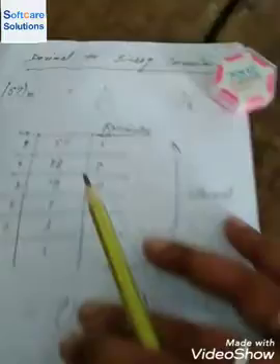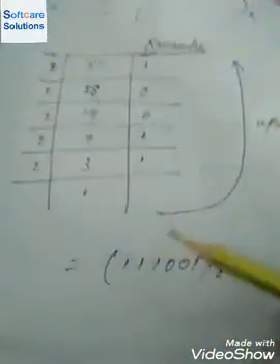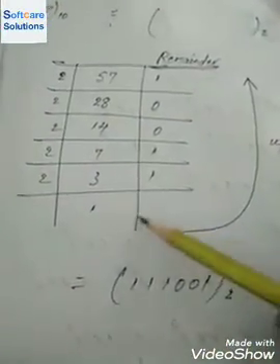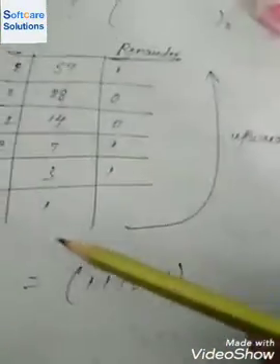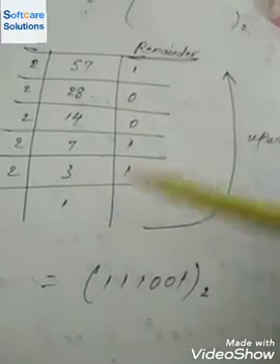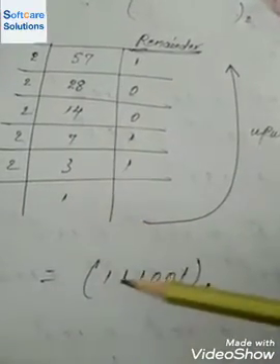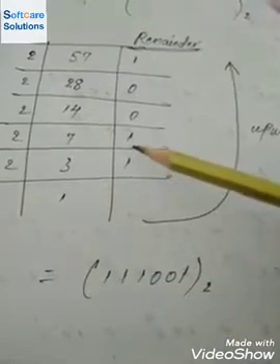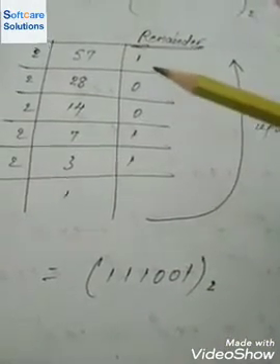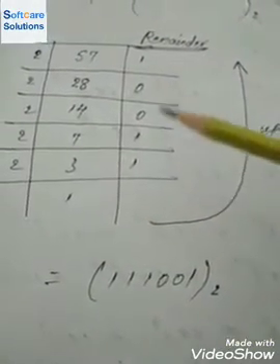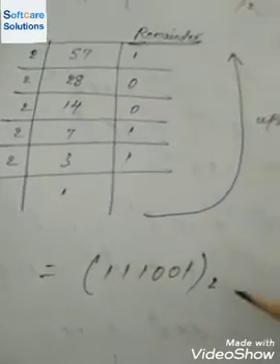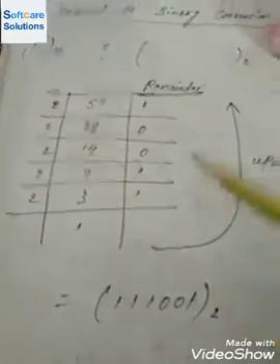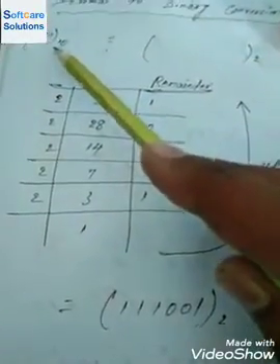So in decimal to binary conversion we read the remainder values from down to up. That means the first value is 1, the second value is 1 again, then 0, 0 and 1. That means 111001 is the binary value of the given decimal 57.